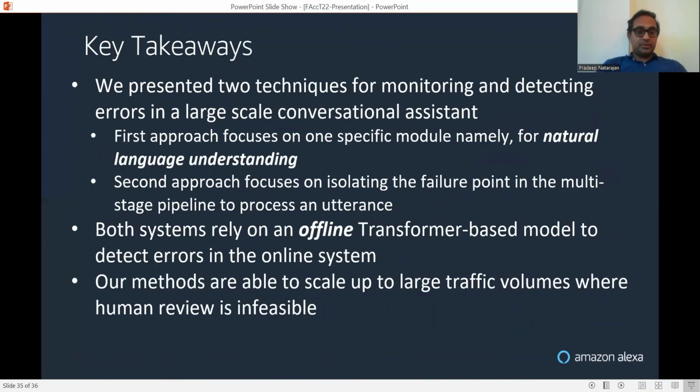What are the key takeaways overall? We presented two techniques for monitoring and detecting errors in a large-scale conversational assistant. The first approach focused on one specific module, namely for natural language understanding. The second approach focused on isolating the failure points in the multi-stage pipeline to process an utterance. Both systems relied on an offline transformer-based model to detect errors in the online system. Our methods are able to scale up to large traffic volumes where human review is infeasible.